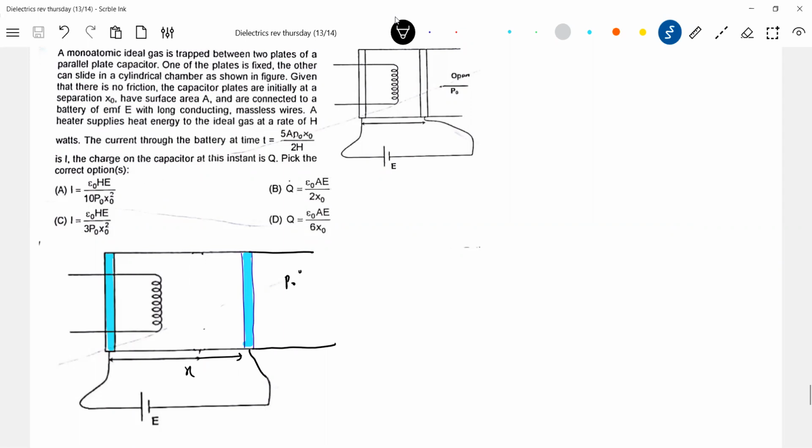So first, slowly, there's a gas. Here gas is present. There's a fixed plate. There's a heater coil, which will supply the power at a constant rate, supplies heat energy. That will supply the heat at a constant rate H. The current through the battery at time T. So he's asking to get an expression for this current.